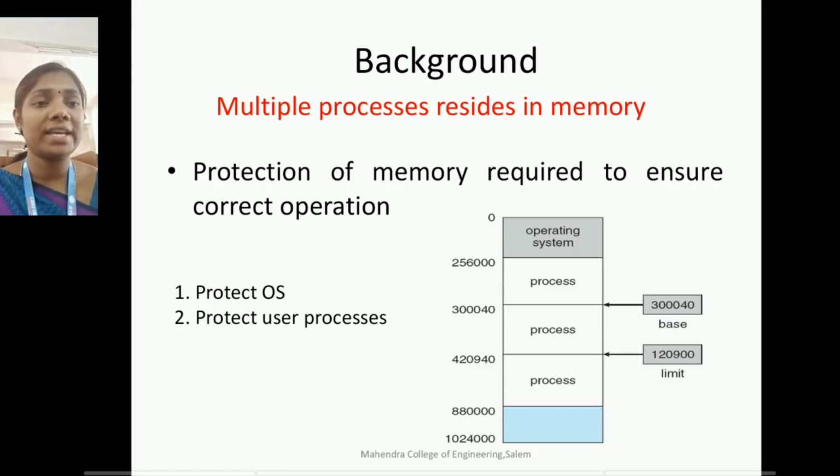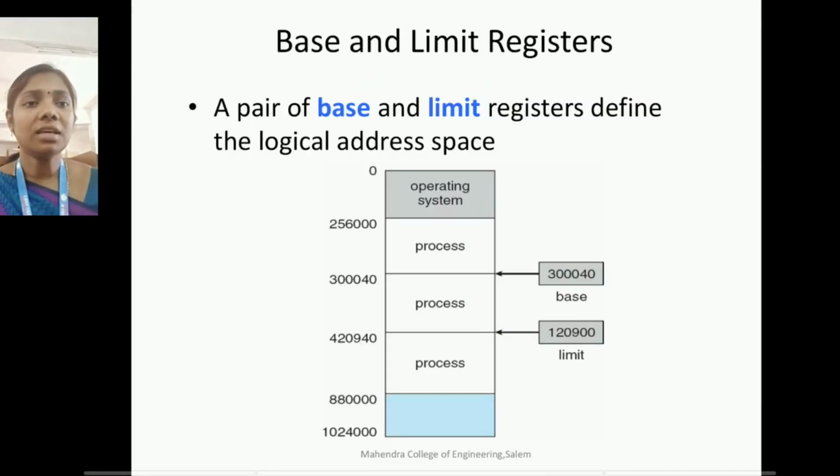Here I have shown one example. There is the operating system, and there are a number of processes available in the operating system. We have a limit register and a base register. The base register is nothing but the starting address of your process, and the limit register is nothing but the range of the process. Here you can see the addresses run from 0 to n number of bytes.